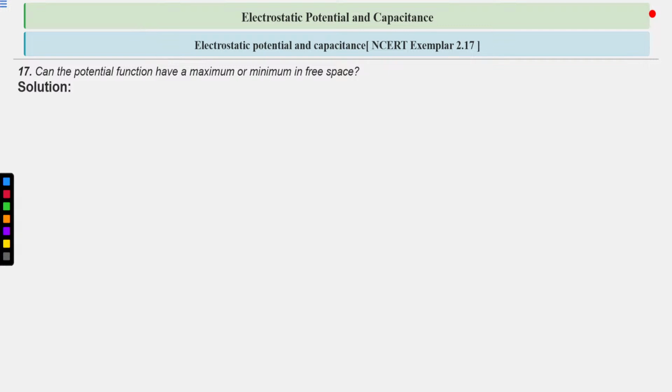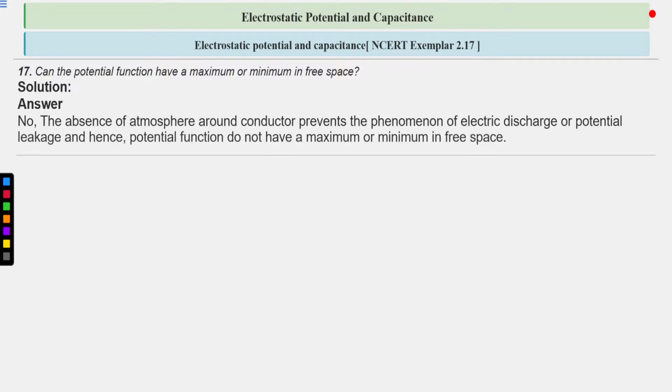So let's see what the solution is. The answer is no. The absence of atmosphere around the conductor prevents the phenomenon of electric discharge or potential leakage, and hence the potential function does not have a maximum or minimum in free space. In free space there is no atmosphere and there are no other charges present. So this prevents the leakage of electric potential, and also restricts the electric discharge.